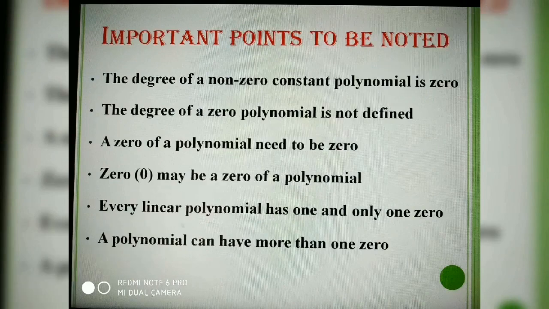What are the important points you have to remember? The degree of a non-zero constant polynomial is 0. The degree of a zero polynomial is not defined. A zero of a polynomial need not be 0. 0 may be a zero of a polynomial. Every linear polynomial has one and only one zero. A polynomial can have more than one zero. So you have to remember all these.